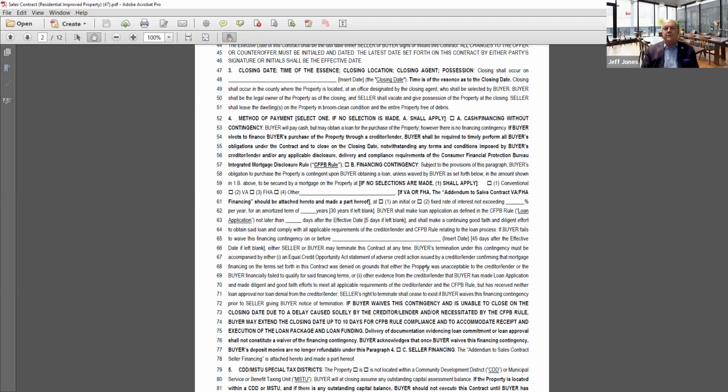If the buyer waives the financing contingency and is unable to close on the closing date due to a delay caused solely by the creditor lender, in other words, the lender's waiting for proof, tax returns or something from the buyer before they can issue the final loan approval and clear to close, then that's not a lender delay. But if it's truly a lender delay, the buyer can waive their contingency if they haven't already, exercising this right.